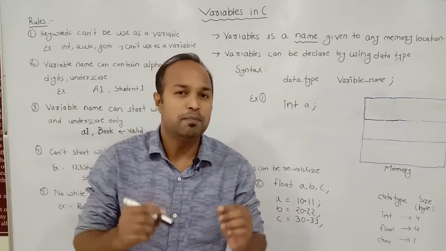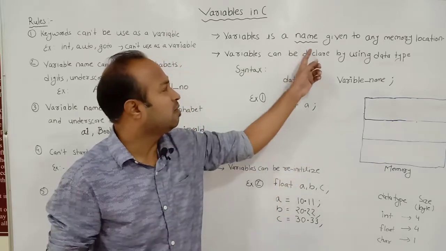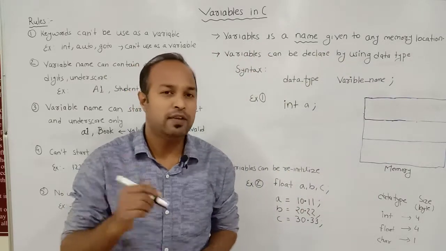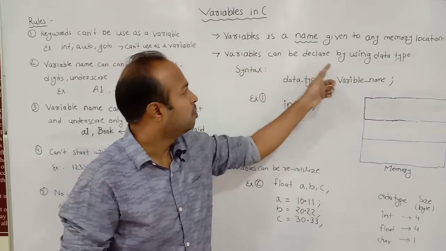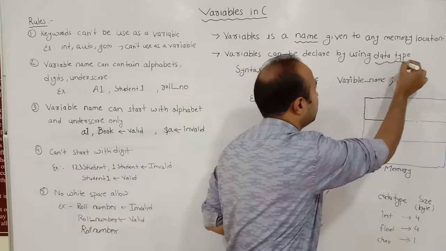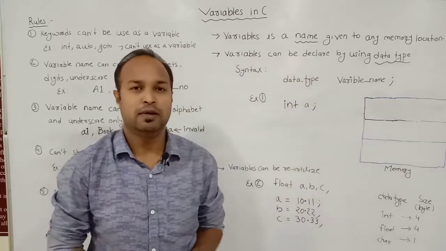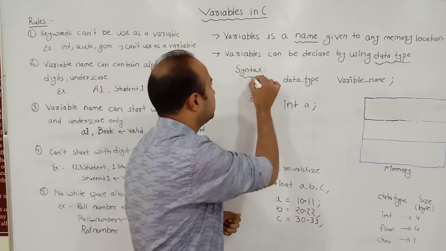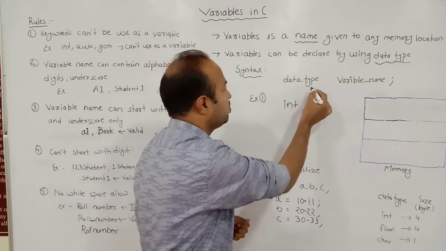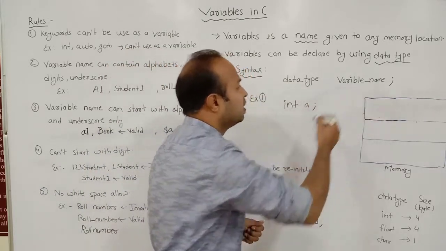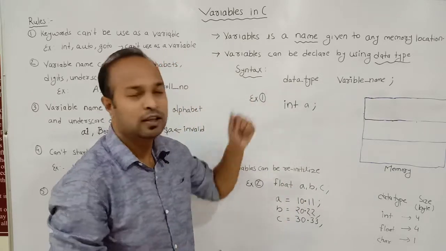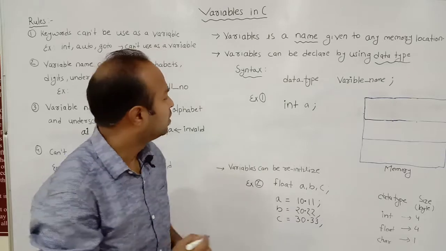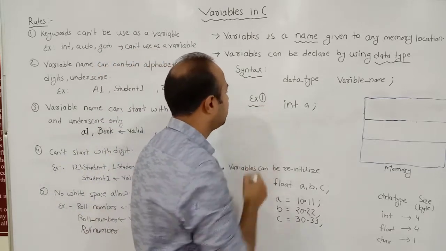Friends, in simple words, a variable is a name given to any memory location, and we can declare a variable by using a data type. How can we declare a variable? By using this syntax: data type, space, variable name. By using this syntax we can declare a variable.